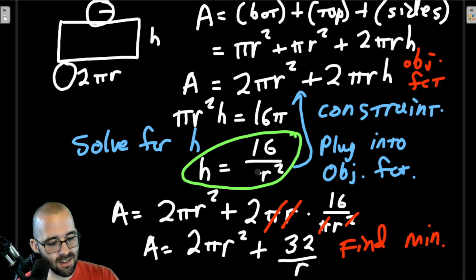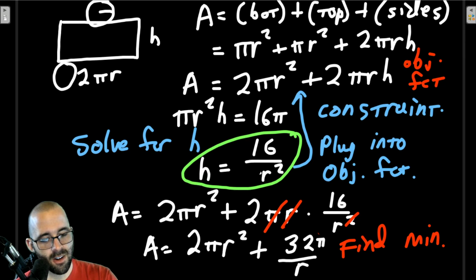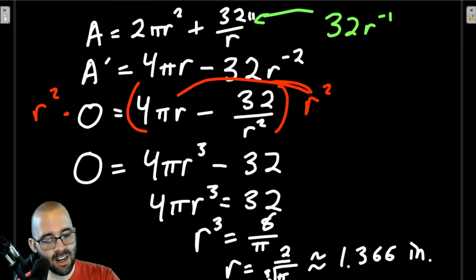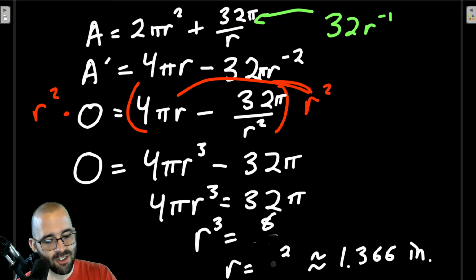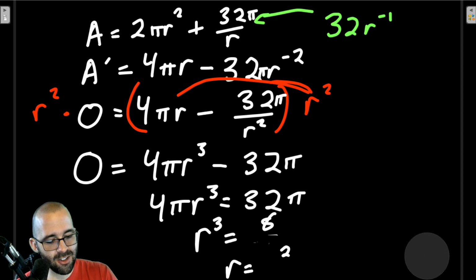So the height is 16 over that, which means this other pi does not cancel. We got a pi right here, which means we no longer have a pi. Take the cube root of both sides. The radius is just 2 inches.